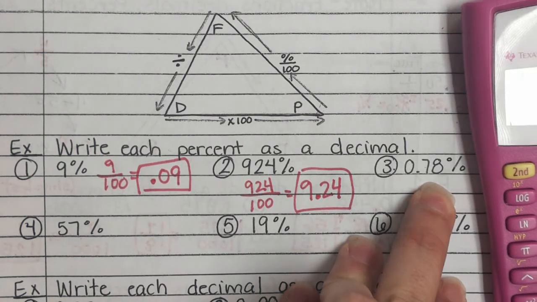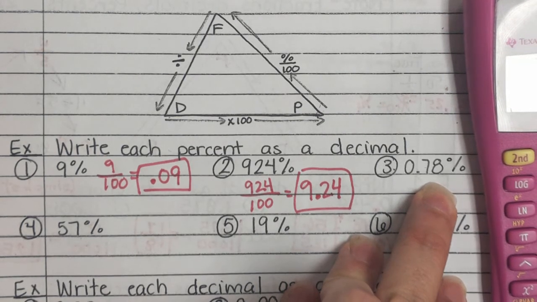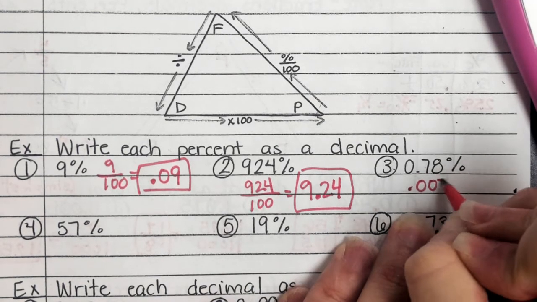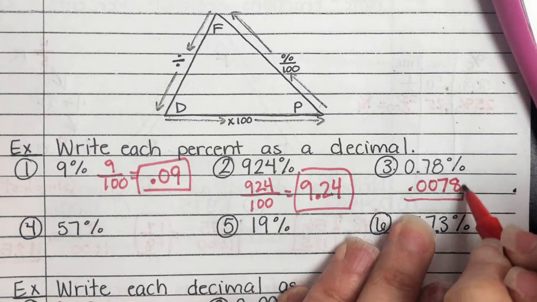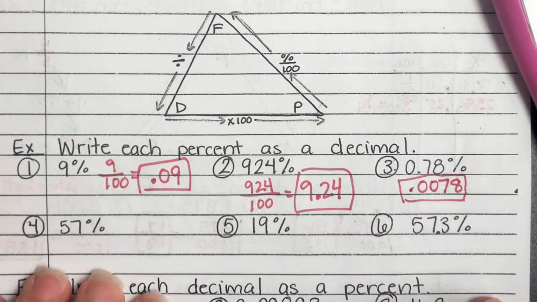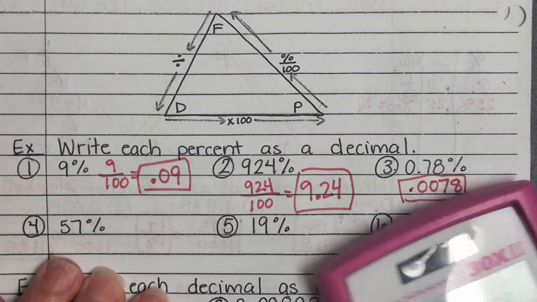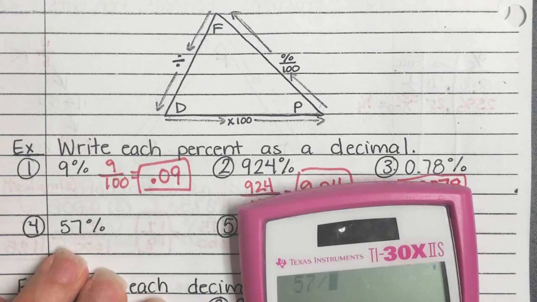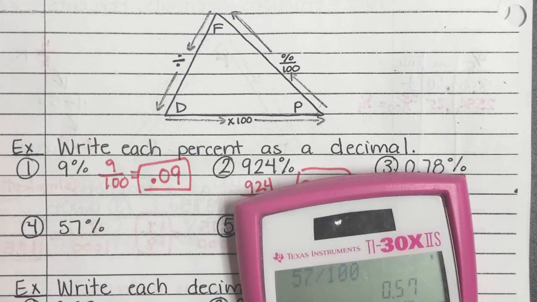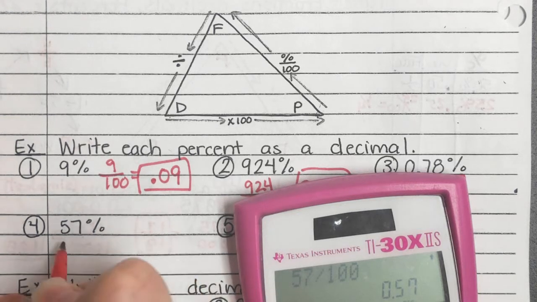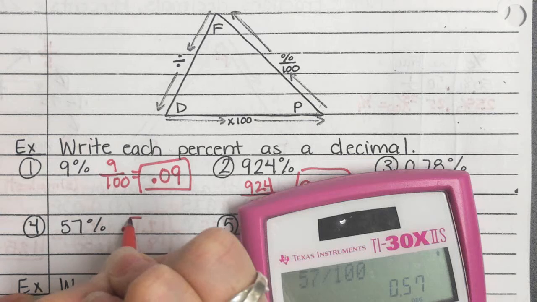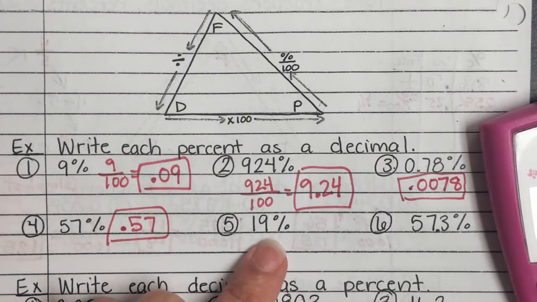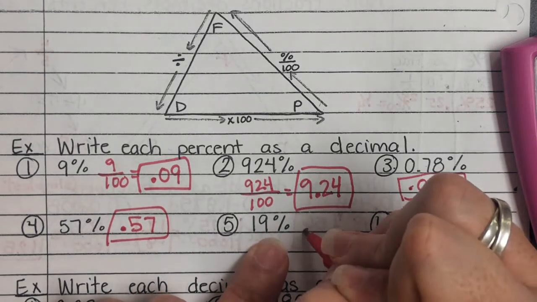.78 divided by or over 100 is 0.007. Once you start doing these, you start realizing there's other tricks, but 57 divided by 100 is 0.57. 19% is going to be 0.19.